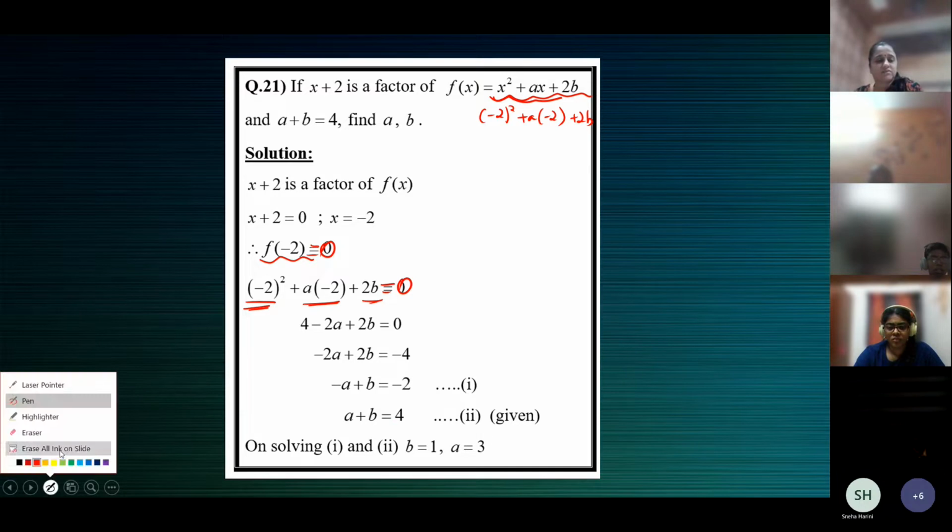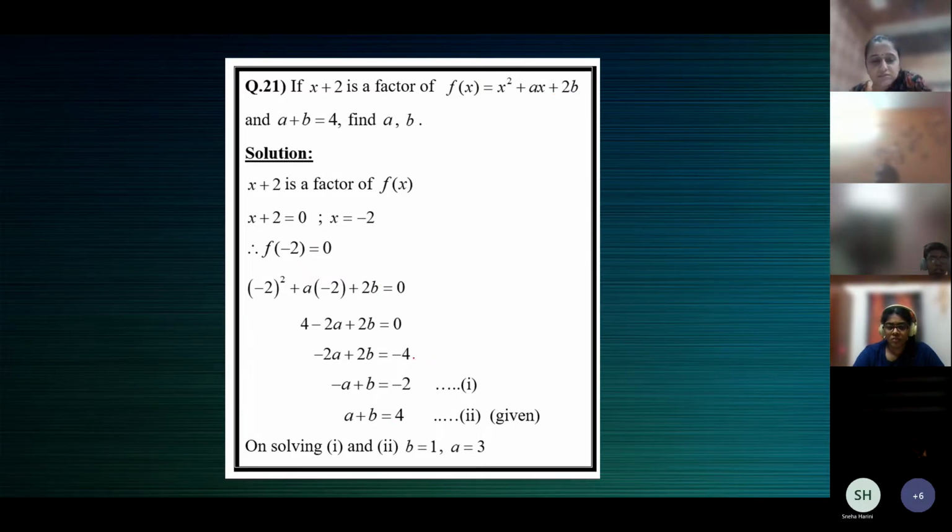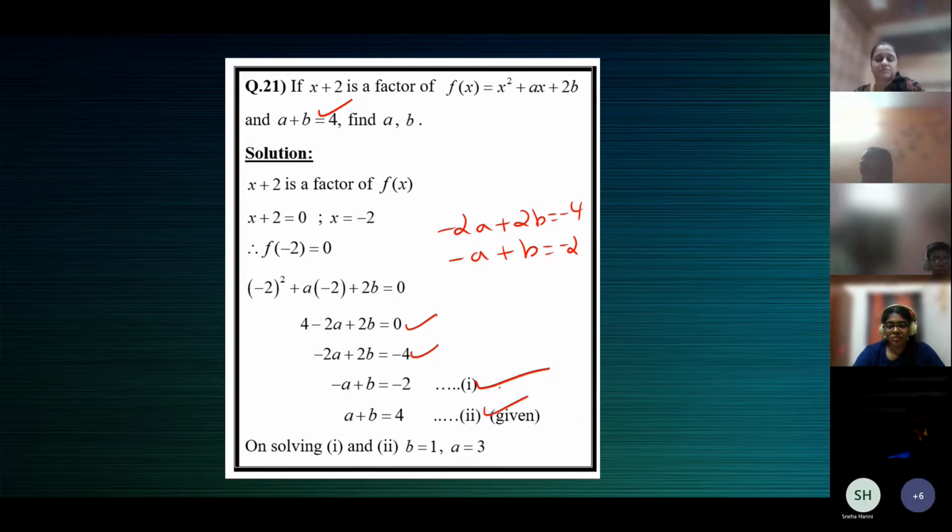So simplify that and you get an equation in a and b. -2a plus 2b is equal to -4. When you divide this by 2 throughout, you get -a plus b is equal to -2. That's the first equation. And the second one is given to you. A plus b is equal to 4 is given to you.